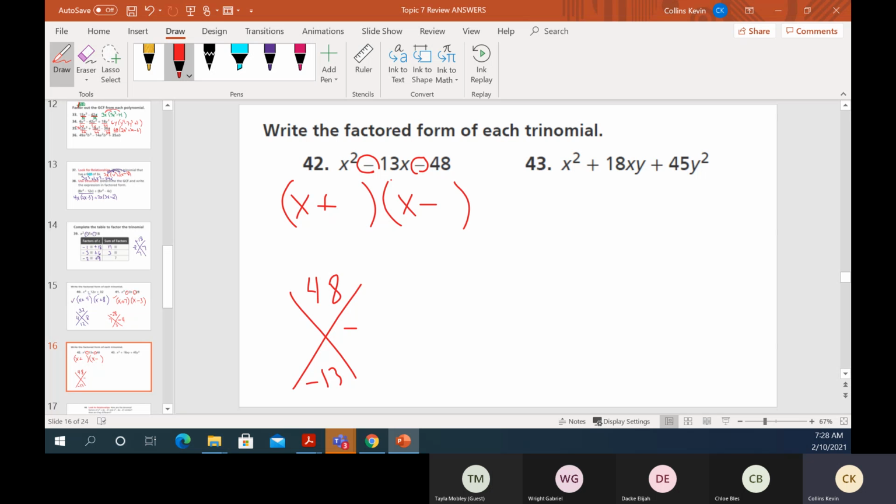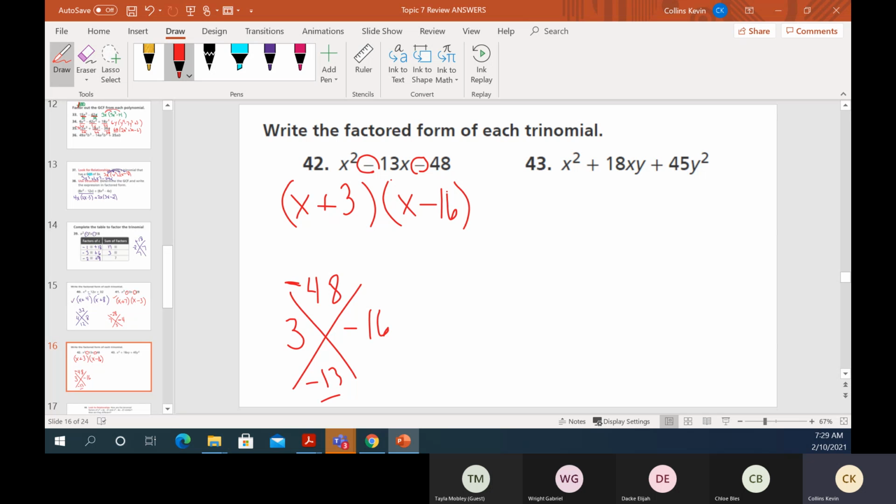So it's like, okay, well, if I put 16 negative over here and 3 positive, so 3 minus 16 is -13, and 3 times -16 is -48. And I forgot my negative sign as usual, right? So then that's our guys. Okay?